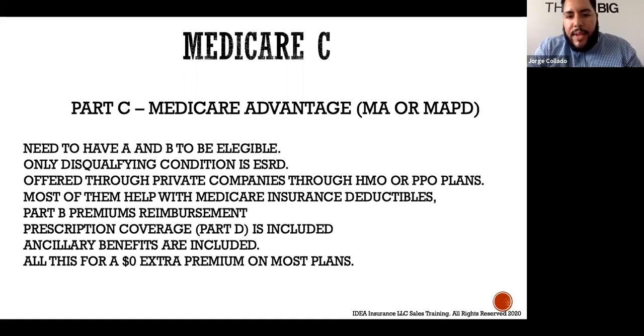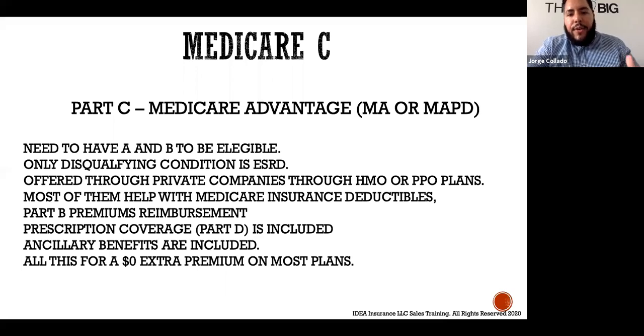Pretty much what that means is dialysis. If somebody goes 3 times a week for dialysis, pretty much they were diagnosed with end-stage renal disease. So anybody that has kidney failure and is receiving dialysis will probably have end-stage renal disease. That will be a disqualifying condition, and they will not be able to join a Medicare Advantage plan unless they have a Medicaid plan and they can be grandfathered into the Medicare part of that plan, if applicable. And we'll go over that at the end. Now, like I said, it's offered through private insurance companies.